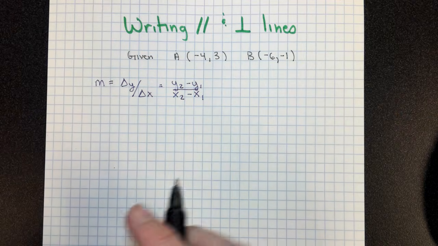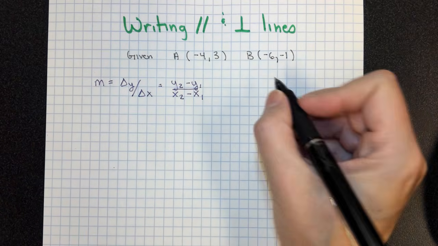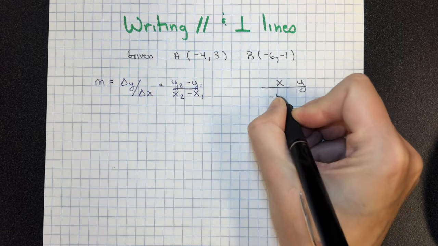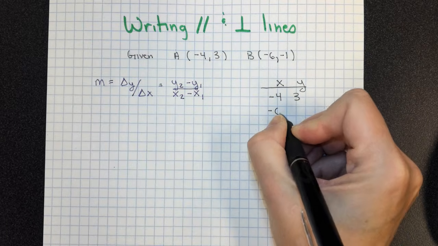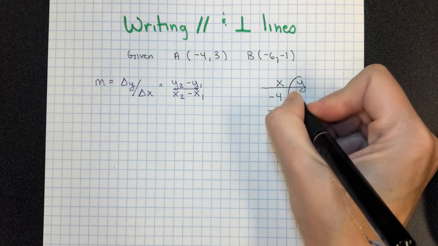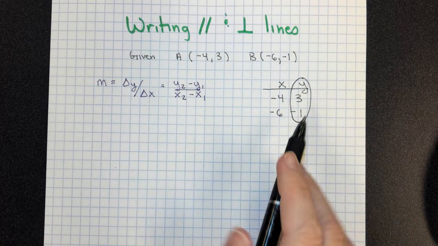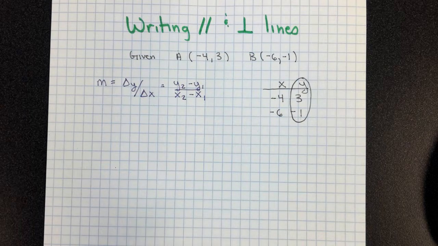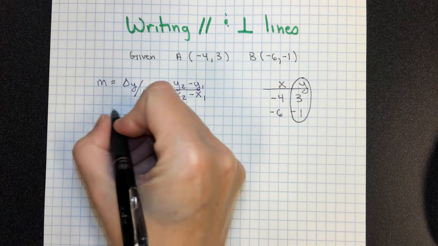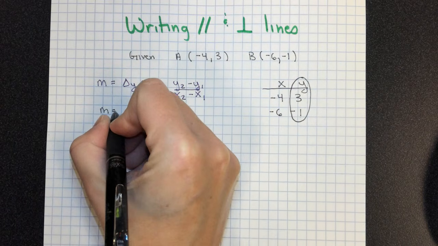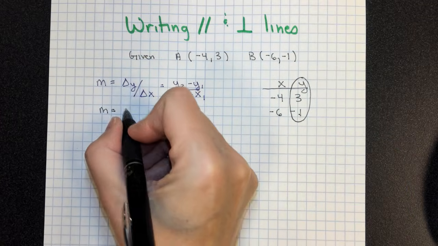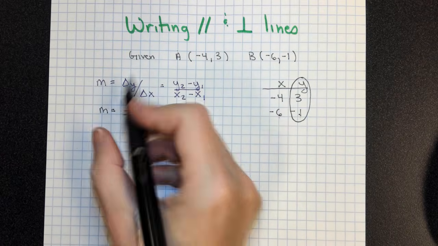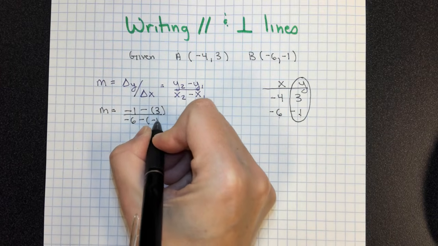Now, if you need to, you can easily make a chart here on the side to help you out so that we don't lose track of anything. I have -4 and 3, and I have -6 and -1. This time I'm going to be circling the y column instead of the x to make sure that I grab him first. Usually your eye is going to go to the x, and that's where I'm going to go. So my slope is going to equal y2, I'm going to use this one, -1 minus 3 over -6 minus a -4.